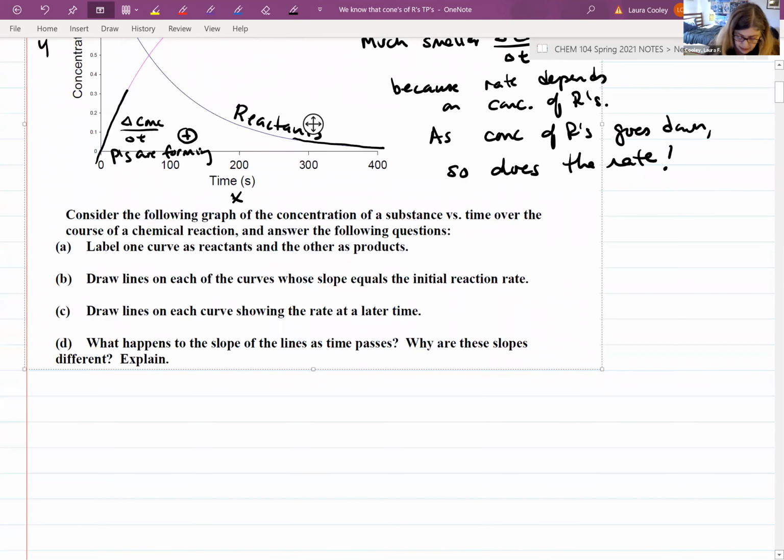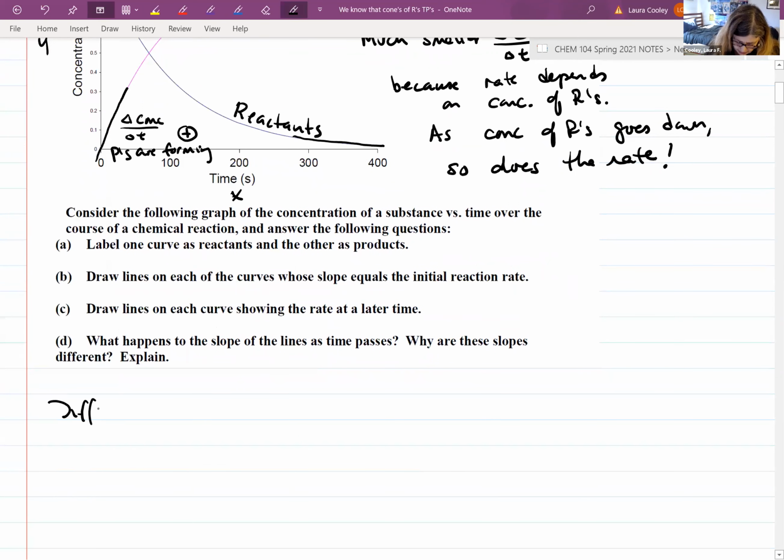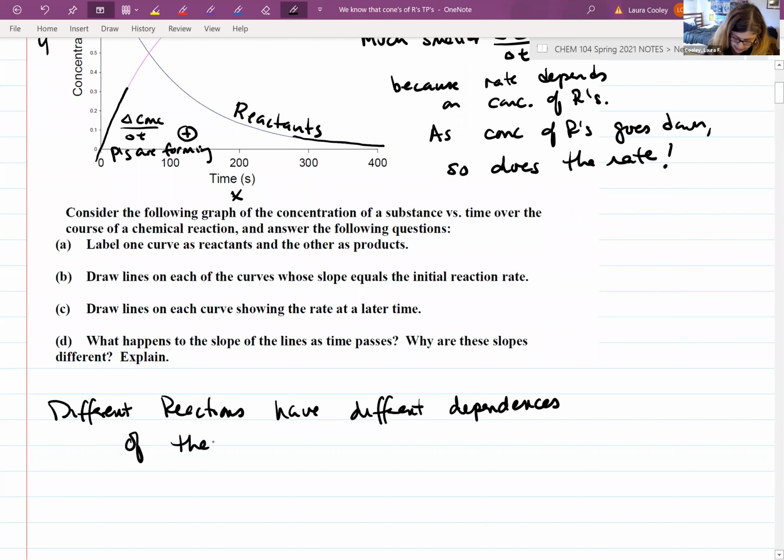Now, another thing we learned last time is that different reactions have different dependencies of their rates on concentration.